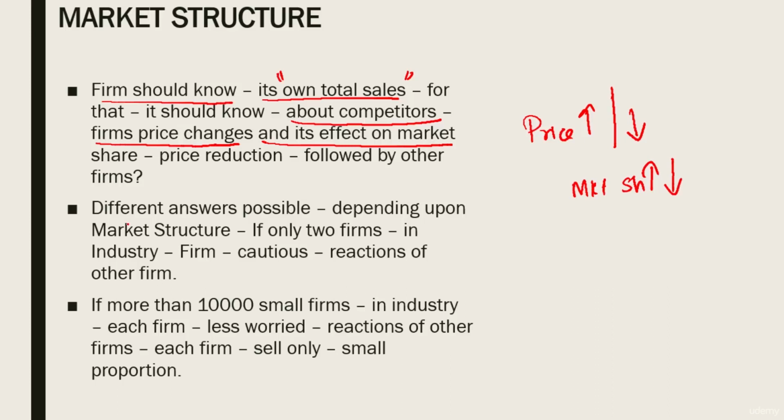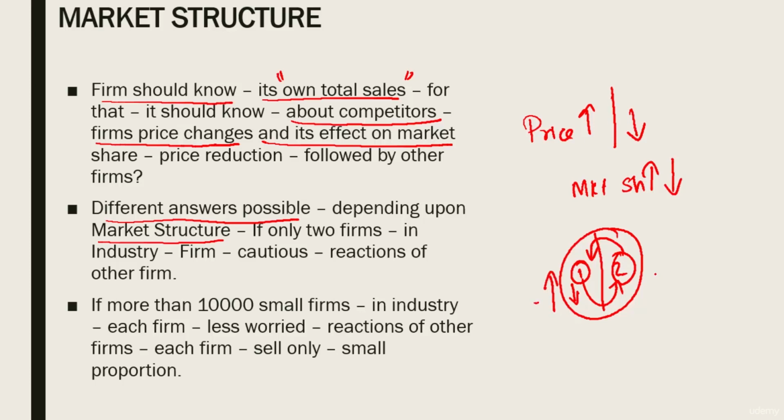So for this, different answers are possible, and it again depends upon the market structure. Let's say the market has only two players, player one and player two. Then player one should be very cautious about the actions of player two, and player two should be very cautious about the actions of player one. Because it is possible that if player one reduces the price, then his demand level will go up and eventually player two will suffer, and vice versa.